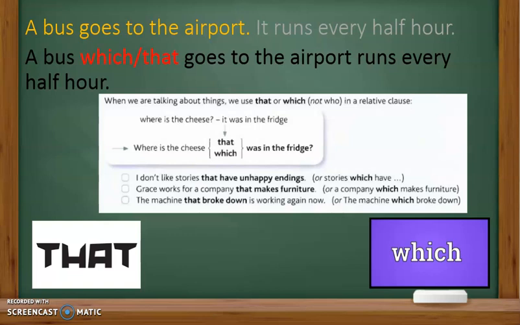When we are talking about things, we use that or which, not who in a relative clause. Where is the cheese? It was in the fridge. Where is the cheese? That or which was in the fridge. I don't like stories that have unhappy endings, or stories which have. Grace works for a company that makes furniture or a company which makes furniture. The machine that broke down is working again now. Or the machine which broke down.